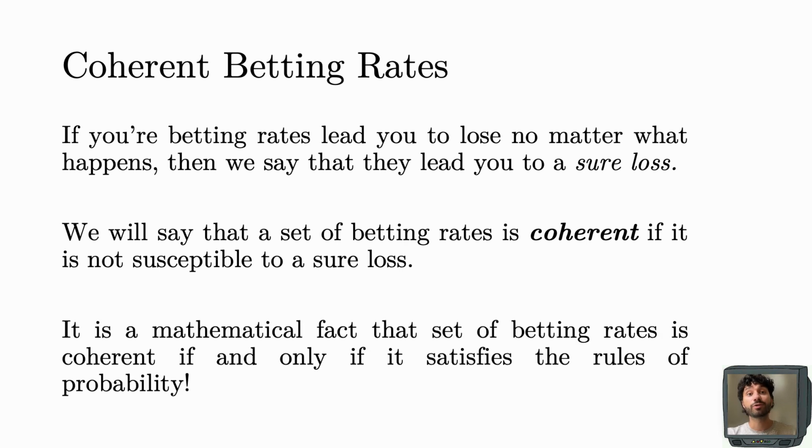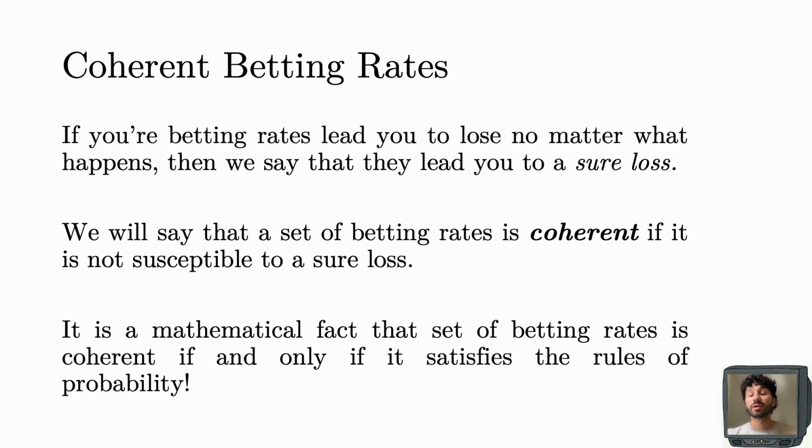And it's a mathematical fact, actually, that a set of betting rates is coherent if and only if it satisfies the rules of probability. We won't be able to prove this very rigorously in this class. I think it goes a little bit beyond what the tools that you have, but we'll show you an example of where if we violate one of the rules, then we are susceptible to such a bet.